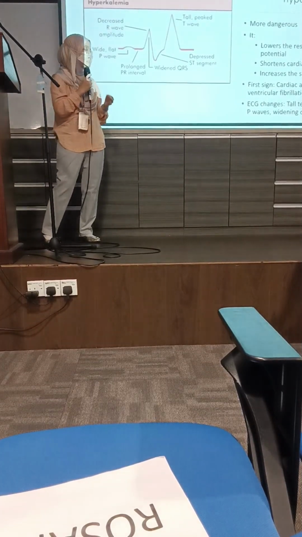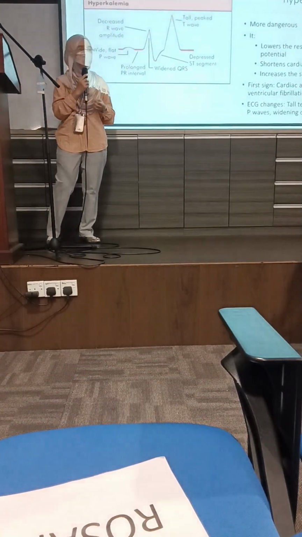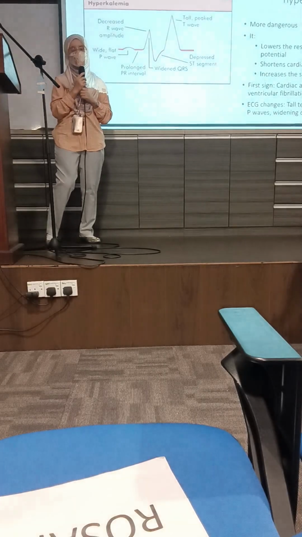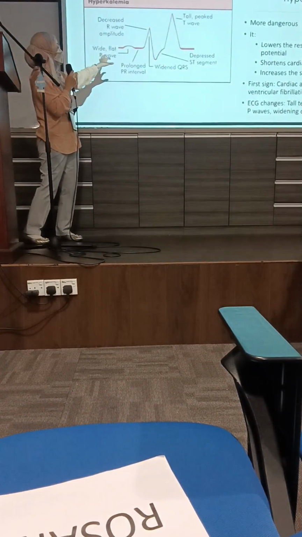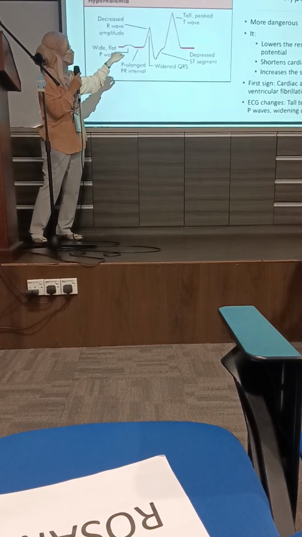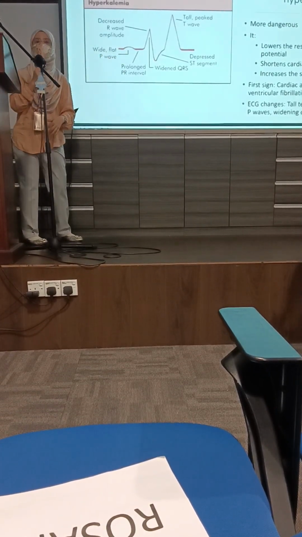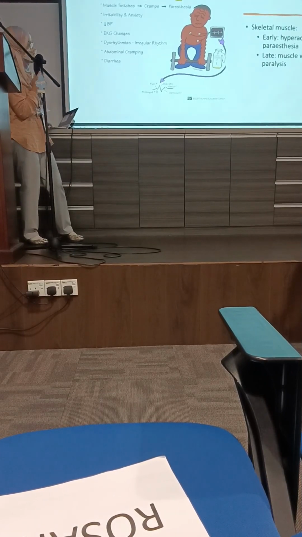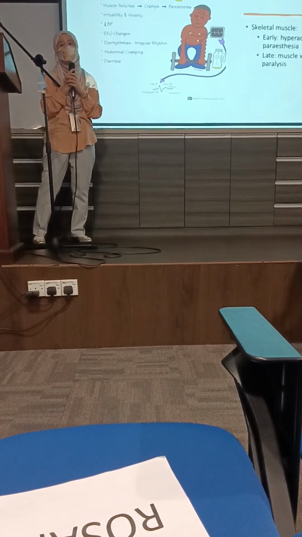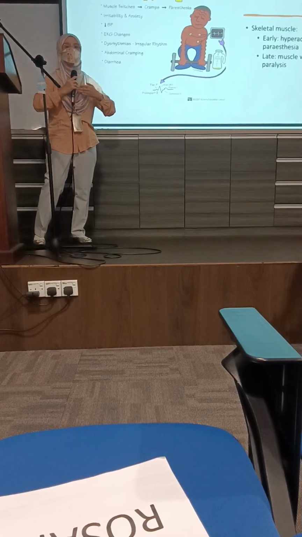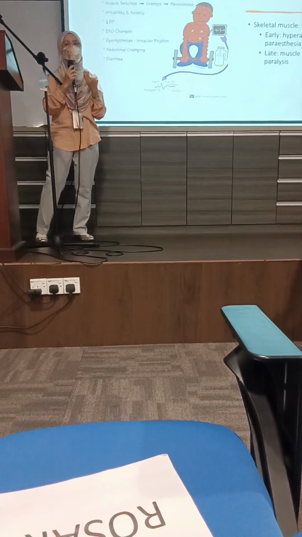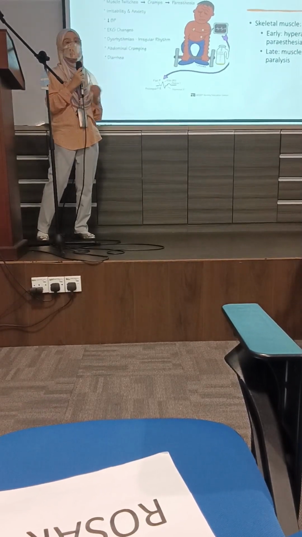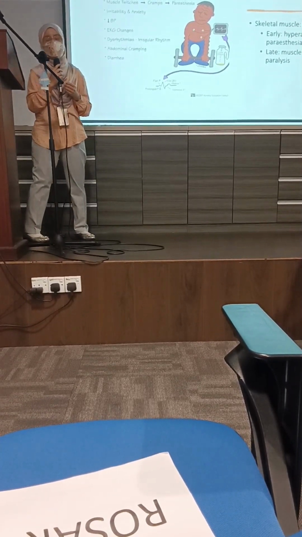On ECG, you can get tall tented T wave, absence of P wave, and widening of QRS complex. Okay, yang ni lah. Lama-lama dia akan lagi broad gitu, akan jadi ventricular fibrillation. Okay, skeletal muscle akan jadi hyperactive muscle, paresthesia, and lama-lama because you lost ATP, because of increase in hyperactive muscle ni, patient akan dapat muscle weakness and flaccid paralysis.